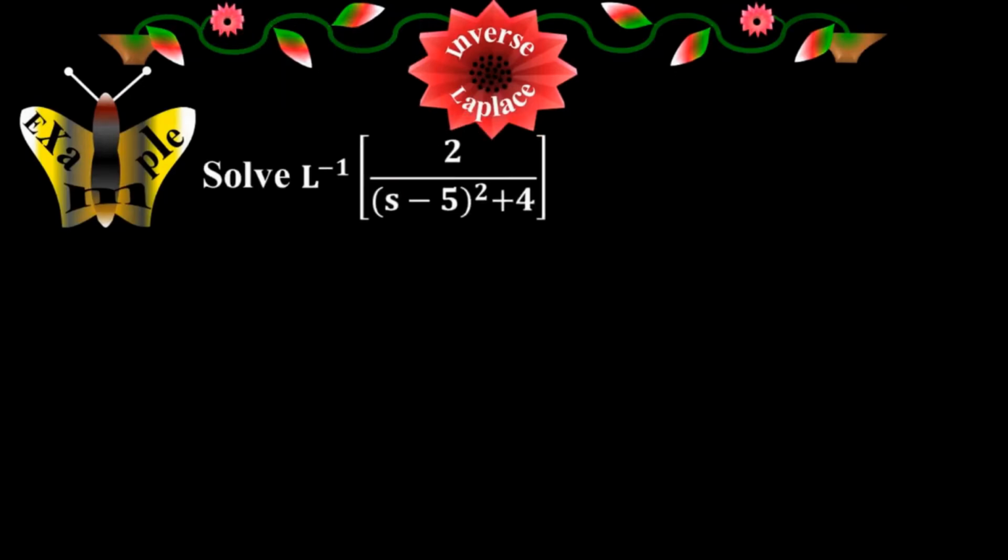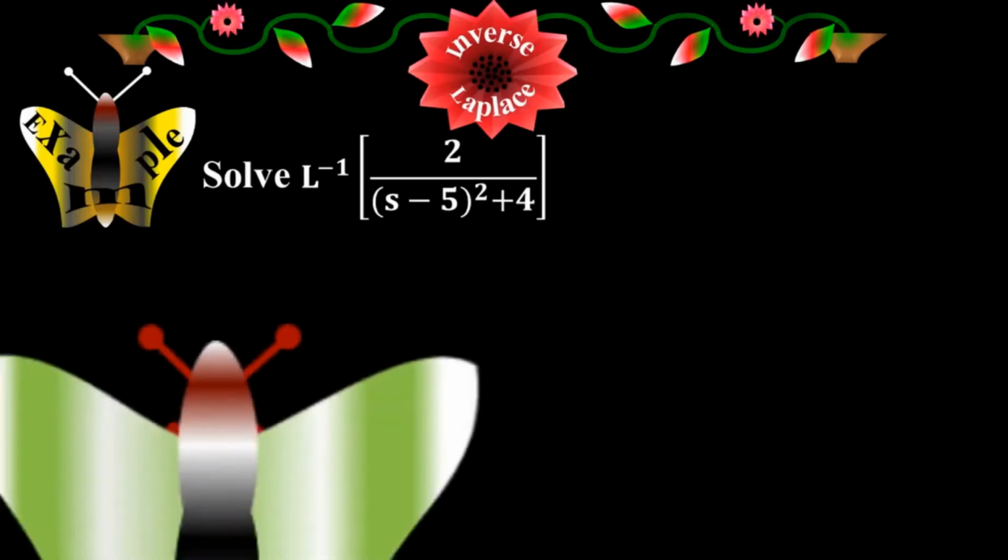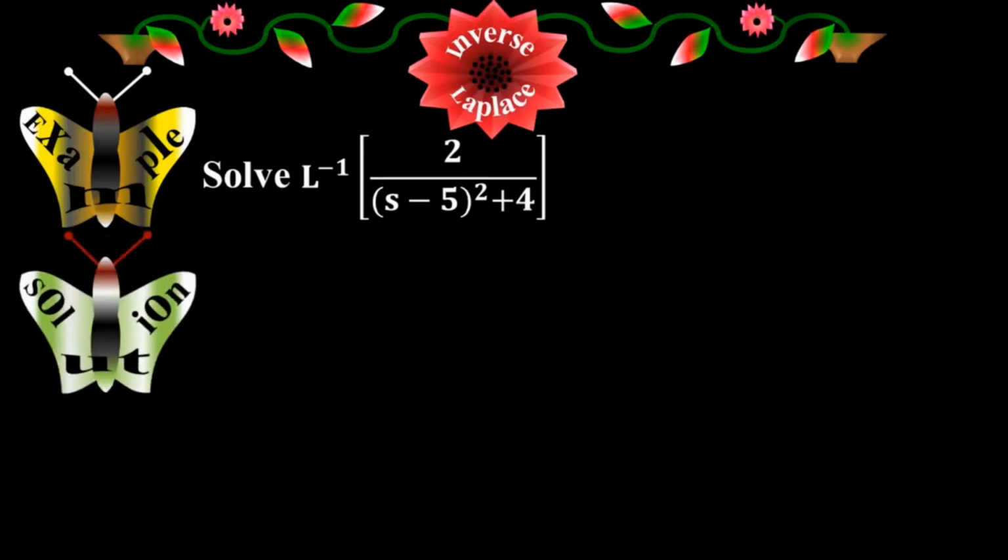Example. Solve inverse Laplace of 2 over (s minus 5) to the 2 plus 4. Again, if you look at the function f of x, it is the product of two subfunctions. One is 1 over s minus 5 and the other is 2 over s squared plus 4. So let me find the inverse Laplace here. Solution. One function is 1 over s minus 5 and the other function is 2 over s squared plus 4.